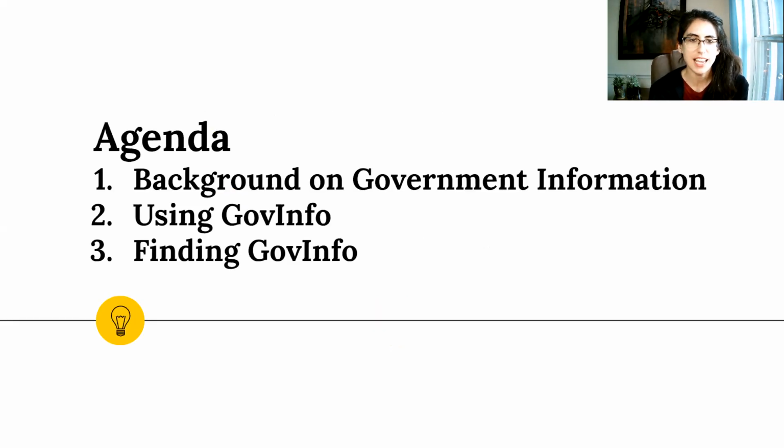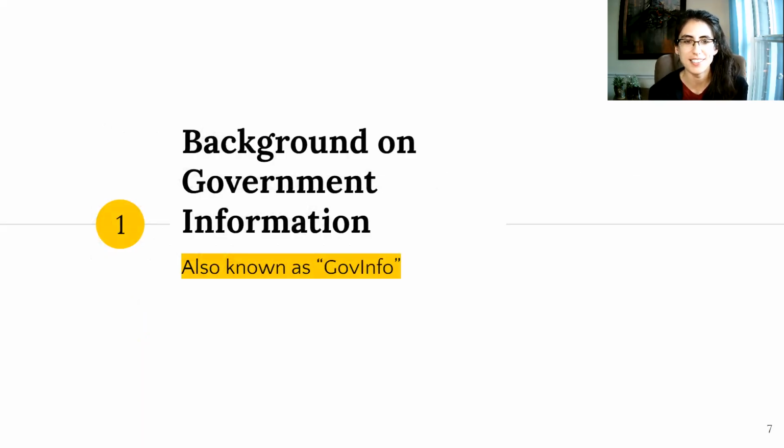Our agenda for today is first, we're going to talk about the background on government information, followed by using GovInfo, and I'm going to use that just as a short form for government information because that is a long phrase to say over and over. And third, finding GovInfo. So background: like I said, government information in the library world is often known as GovInfo. It's just an easier way of shortening.